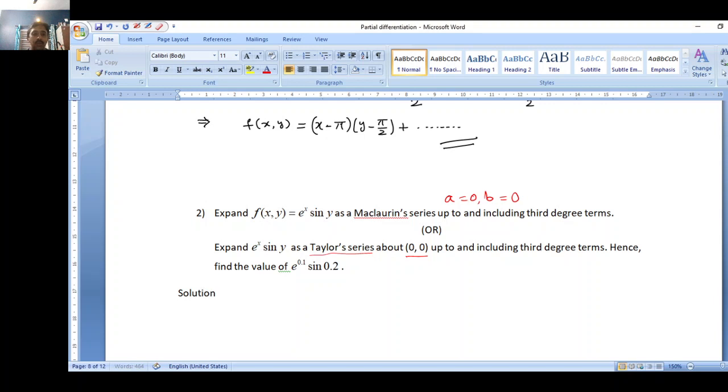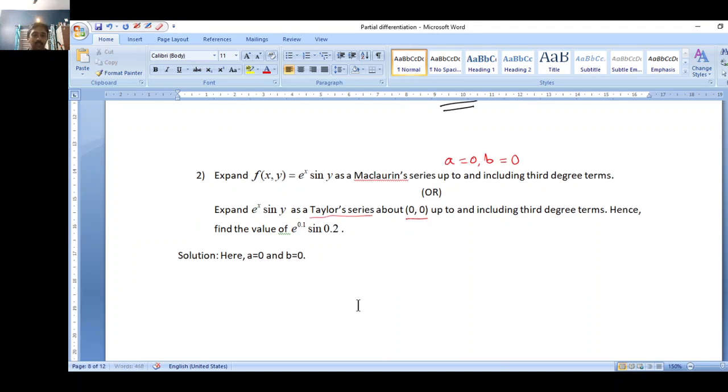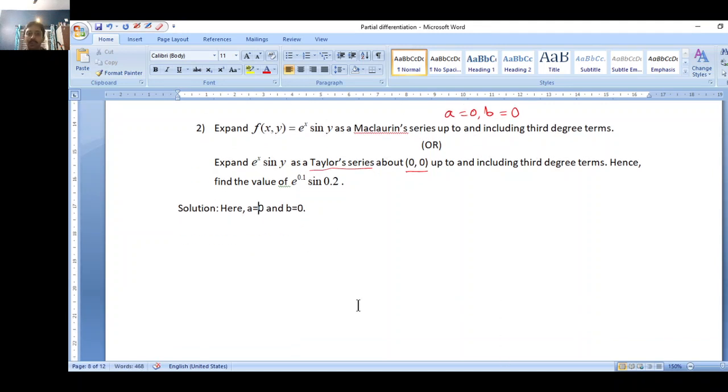Okay? So how do we start? So obviously a is 0 and b is 0, correct? Because we are told to find the Taylor's and Maclaurin series expansion. But in this particular problem, we are specifically told to go up to third degree terms. Okay, so when we are told to go for third degree terms, we have to go up to and including third order derivatives. So keeping this in mind, we will quickly find out all the required partial derivatives.